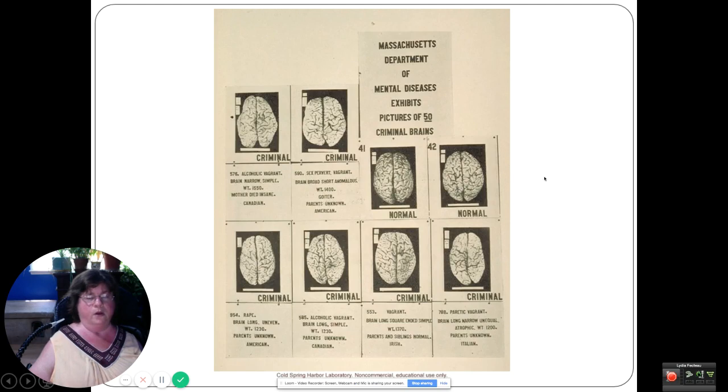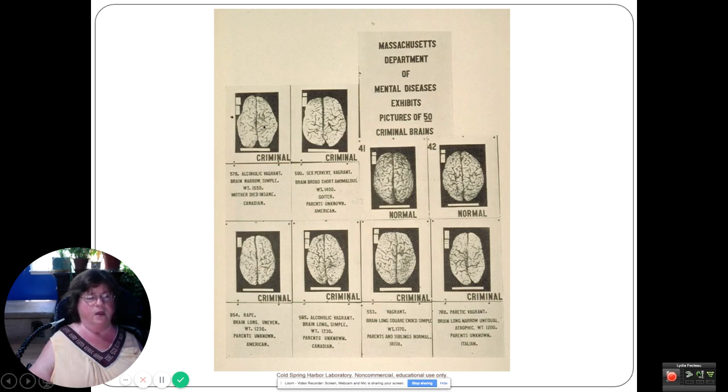So this is a picture from the Cold Spring Harbor Eugenics archives, and this is pictures of criminal brains. I love this because look at these categories. So this one here is criminal, and this brain, obviously you see it's criminal, right? Is an alcoholic vagrant, meaning it's a homeless alcoholic person. The brain is narrow and simple. How would they know that those things are connected?